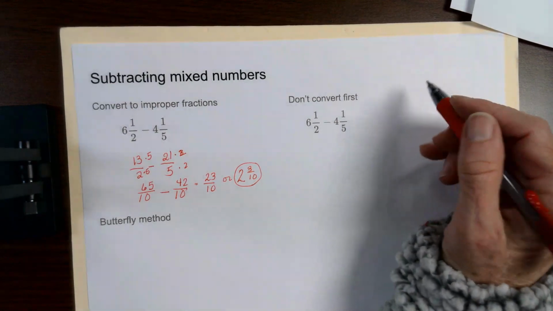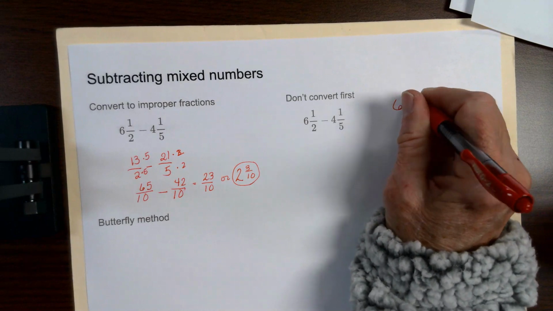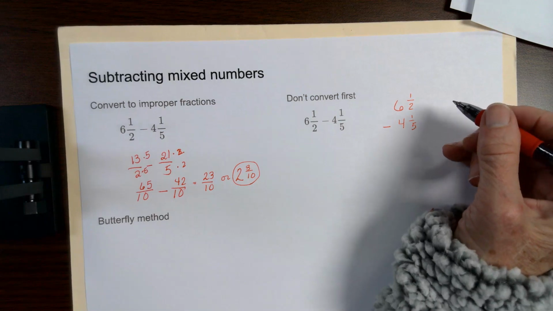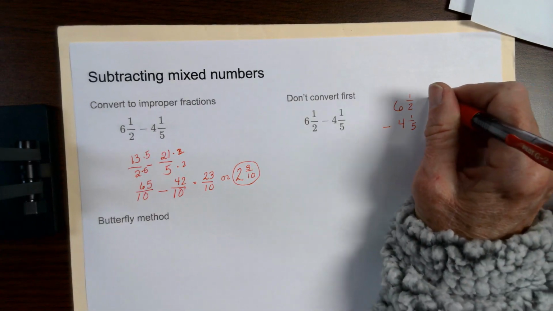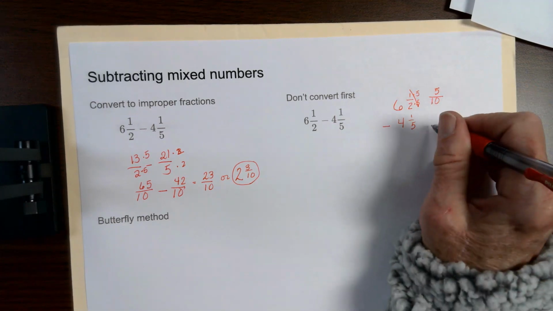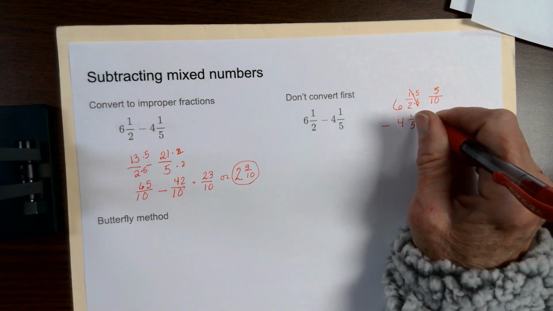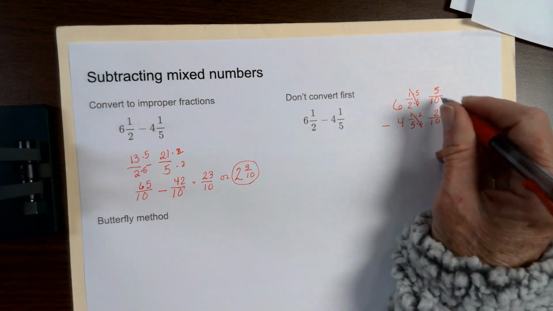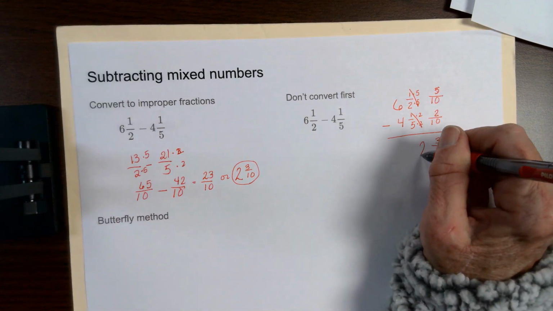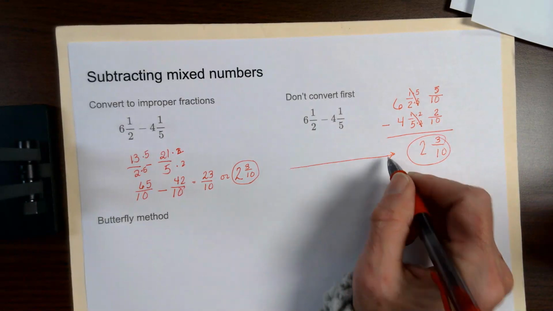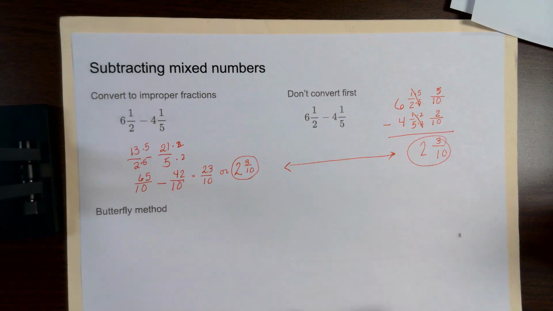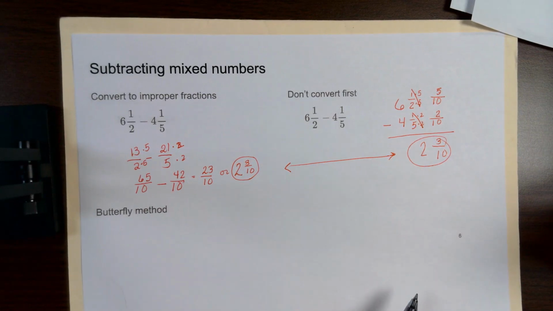If I do without converting, I have a 6 1/2 minus a 4 1/5. Again, the common denominator would be 10. So multiply here by 5. So 1/2 becomes 5/10. Multiply here by 2. So 1/5 becomes 2/10. 5 minus 2 is 3. And 4 minus 2 is 2. So you can see you get the same answer. So it really is up to you whether you want to make them improper fractions first or whether you want to just do them without converting them.